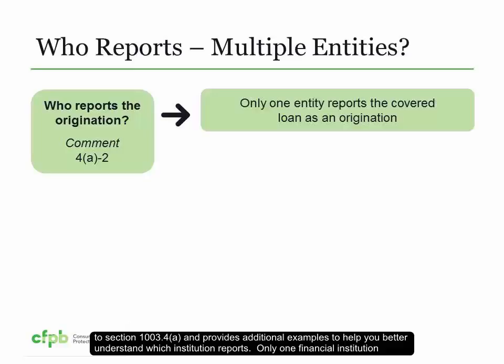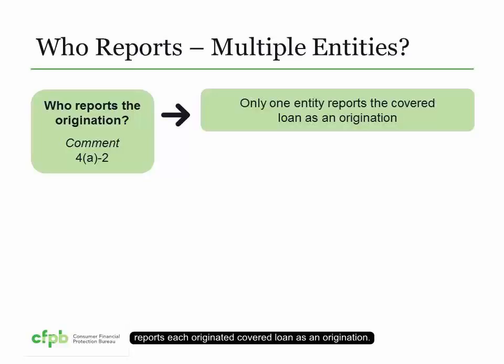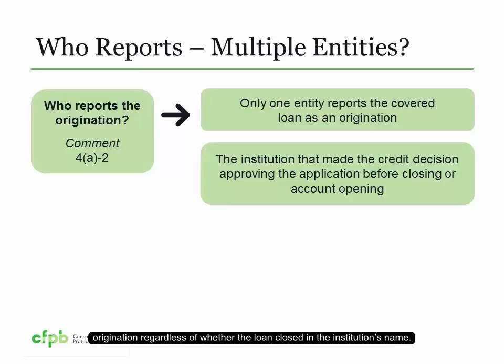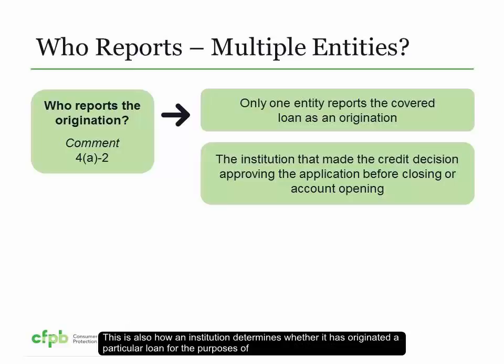Only one financial institution reports each originated covered loan as an origination. The financial institution that made the credit decision approving the application before closing or account opening reports the loan as an origination regardless of whether the loan closed in the institution's name. This is also how an institution determines whether it has originated a particular loan for the purposes of institutional coverage criteria and transactional thresholds that we discussed a moment ago.